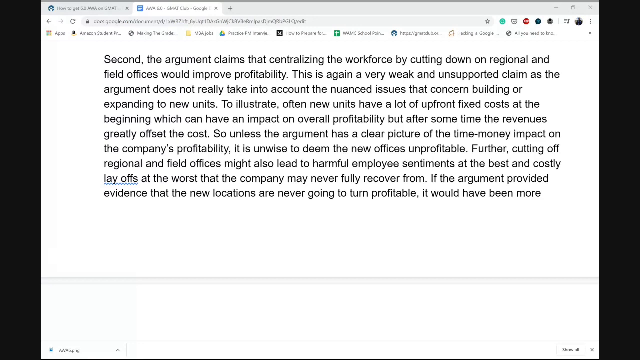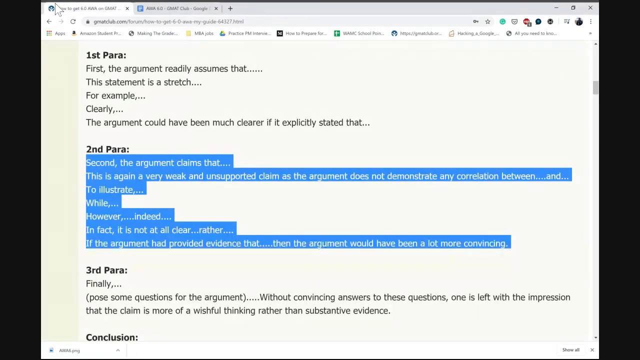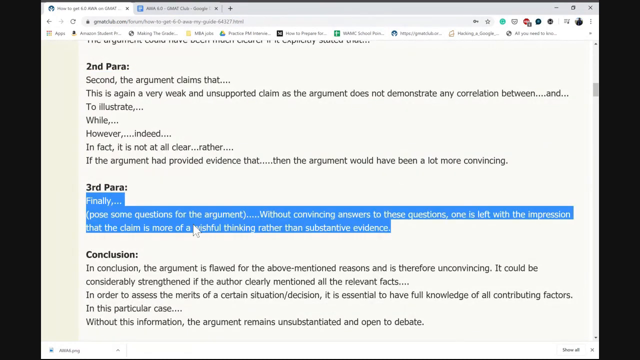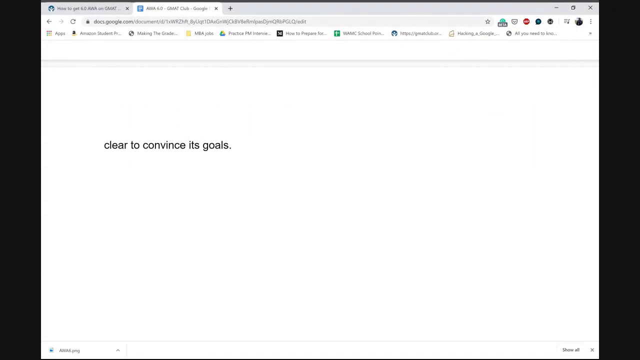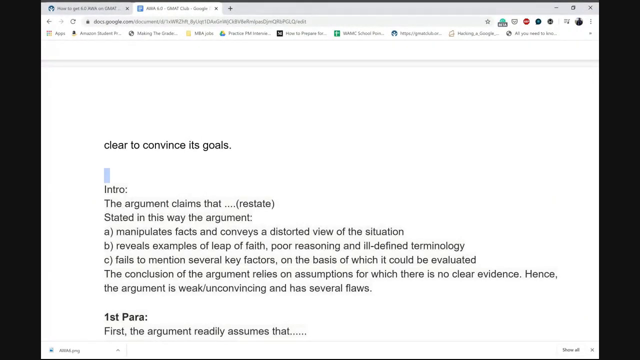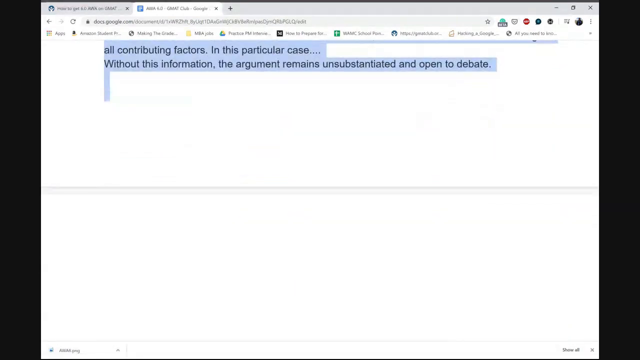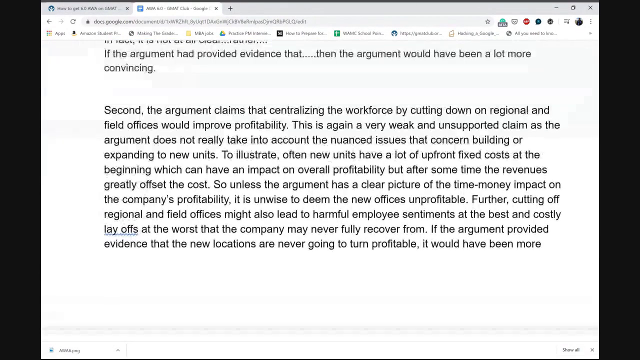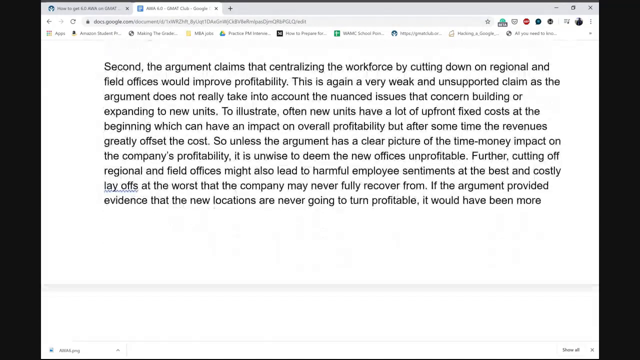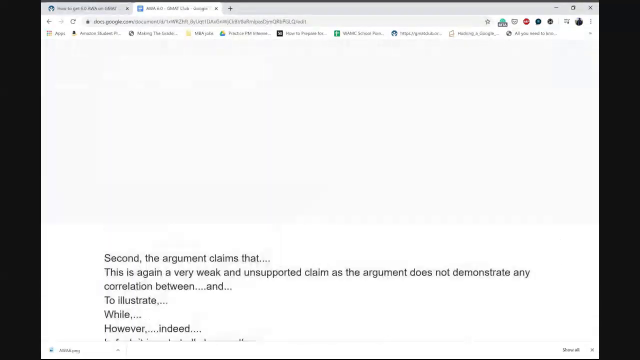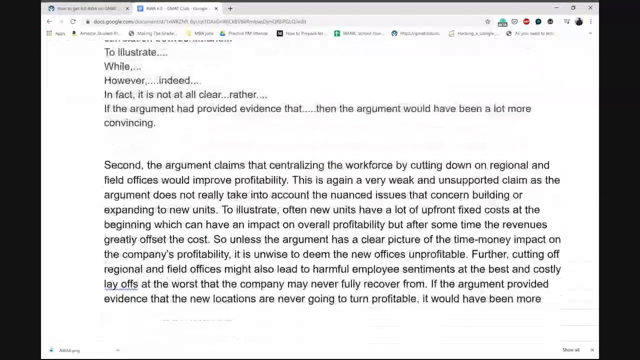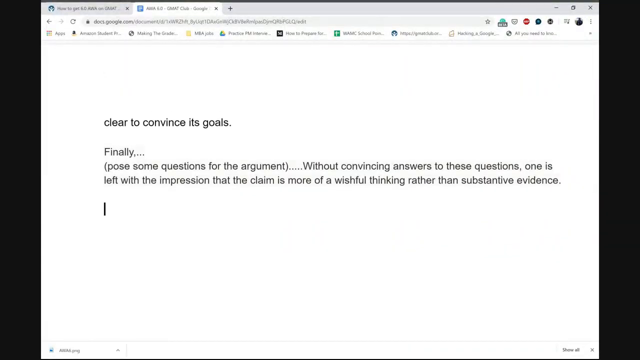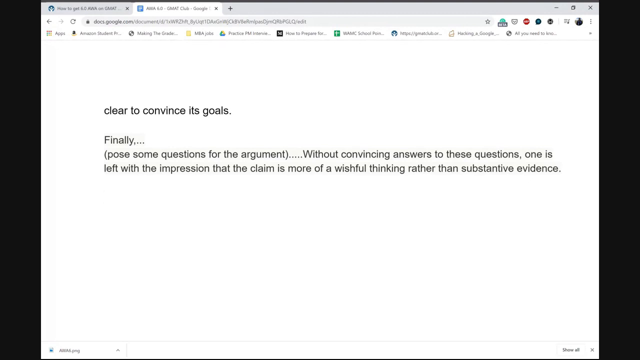All right, so now we'll move on to the next para. Let's see what Chinese Bond has to say. Finally, pose some questions for the argument, right? So that's exactly what I'm going to do. So I'm going to paste this first. Let me just remove this stuff. Right. So I'm going to follow this format to make sure that that's my third paragraph, right? So I'm going to start with this.